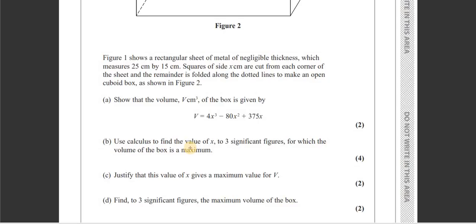Squares of sides x are cut from each corner of the sheet, and the remainder is folded along the dotted lines to make an open cuboid box, as shown in figure 2. Show that the volume V cm cubed of the box is given by V equals 4x cubed minus 80x squared plus 375x. We need to derive this equation. We need to show that the volume of the box is this.